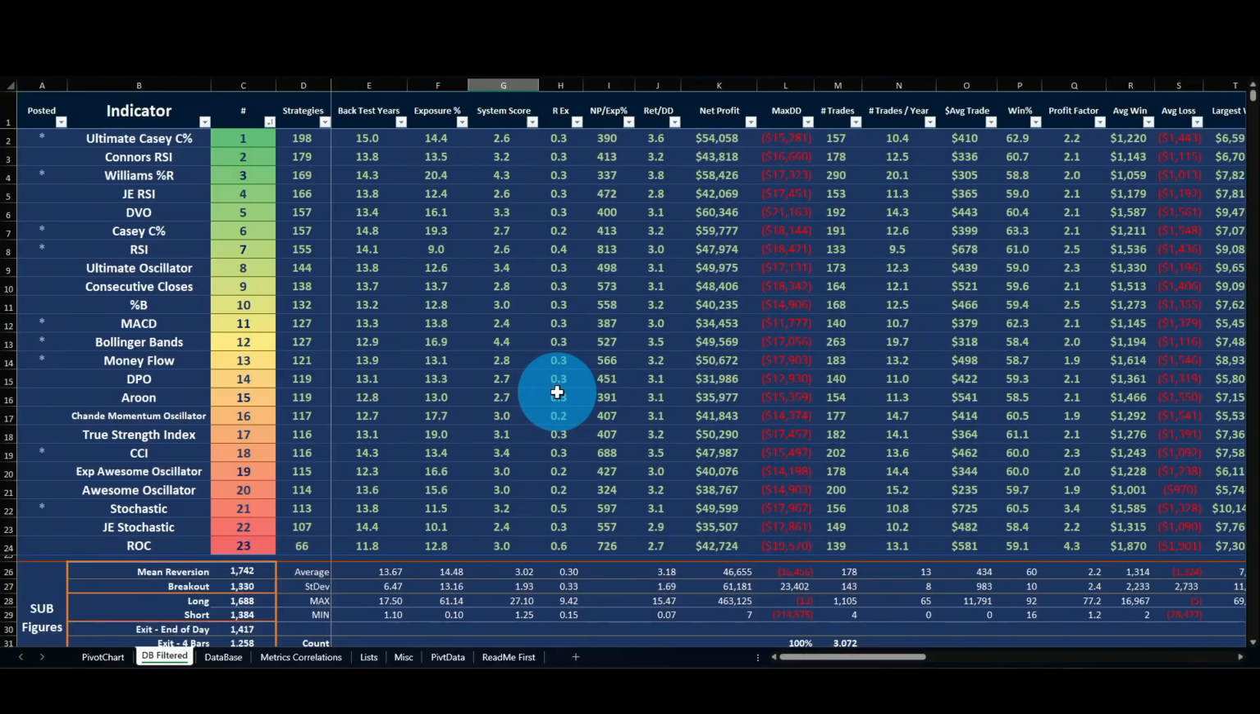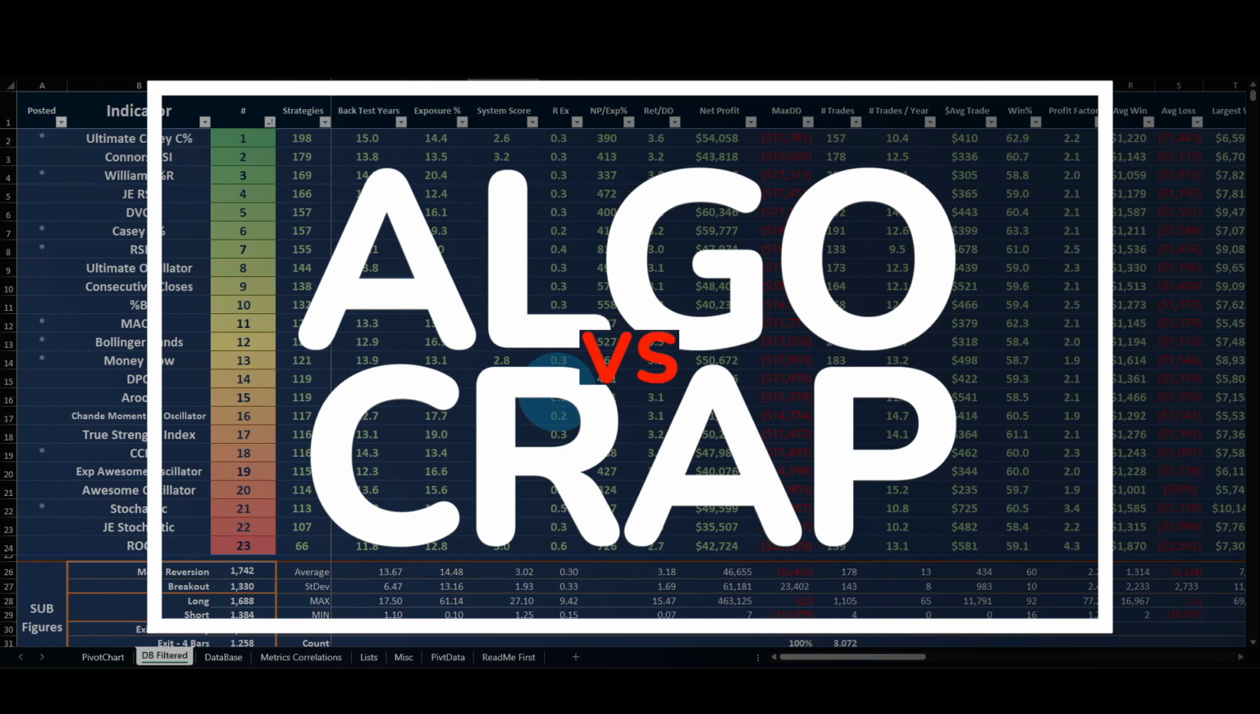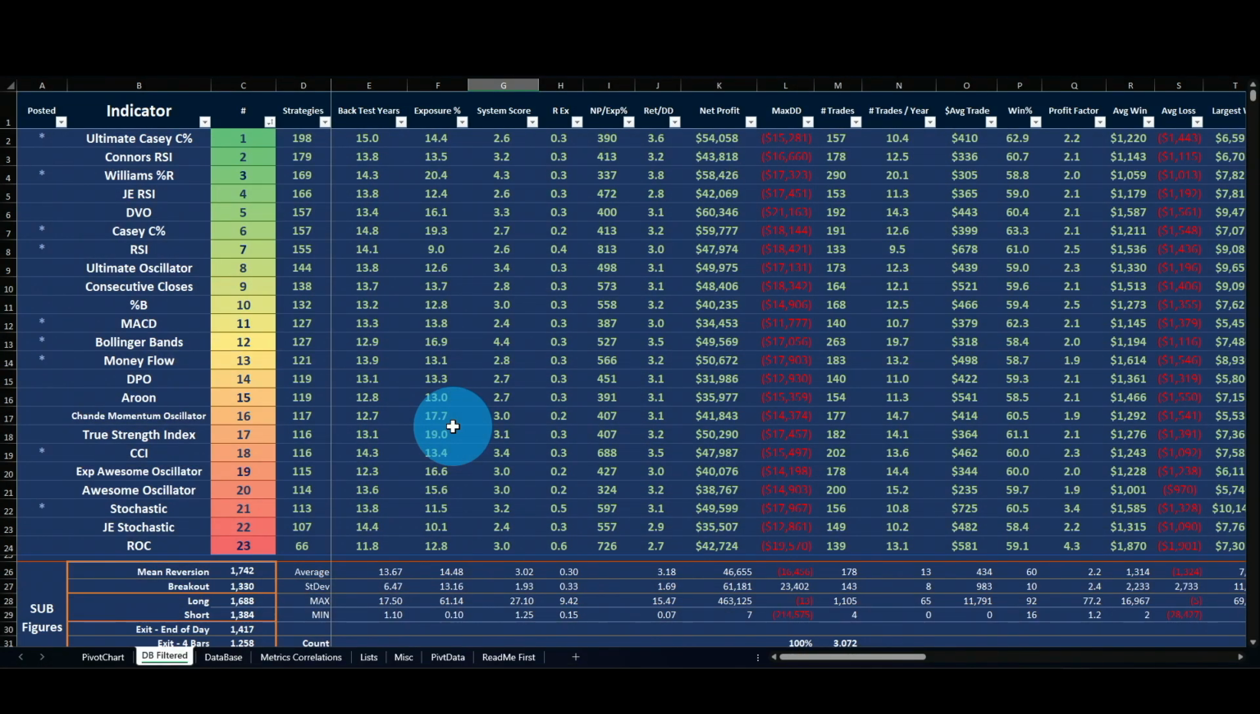If you are familiar with my Algo versus Crap series, then you must have seen this chart. And if you are not, I highly suggest that you watch these videos. Basically, I test several indicators systematically with robust methodology to see which indicators perform the best on 60 plus futures markets. And as you can see, the CCI is not one of the best. In fact, it's ranked 18 in the so far 23 indicators that I tested.